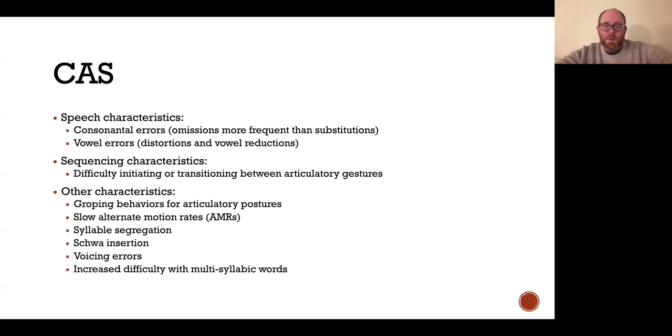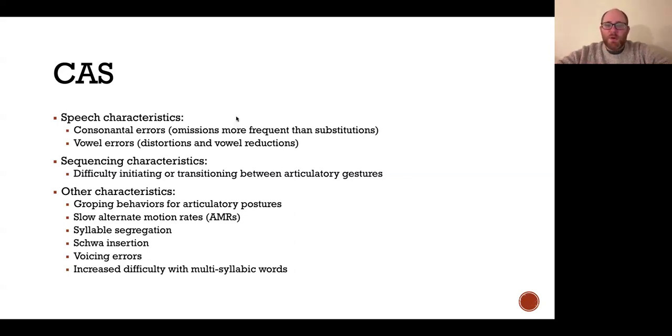Again, kids with CAS have consonantal errors. Omissions tend to be more frequent than substitutions. So if you think of something like "bat," they might say "ba" or "at." Things like that, where just one of those sounds is completely omitted. And then they tend to have vowel errors. So they're distortions in their vowels and vowel reductions, meaning they took the vowel and they reduced it to more of a centralized schwa-like vowel. So instead of "bat," they might say "but."